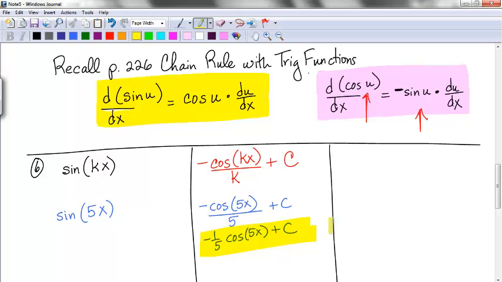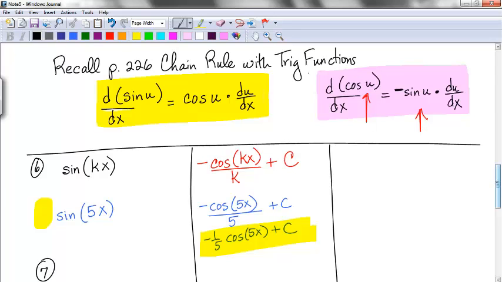And you could check it. If you took the derivative of that, you'd leave the negative 1/5. What's the derivative of cosine? Negative sine. So you'd have a negative times a negative, which brings you back to a positive. Okay. Everybody okay on that one?